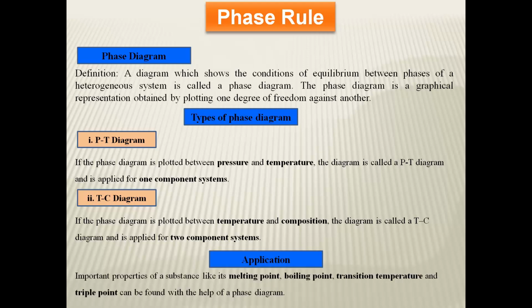Coming to the application of phase diagrams, the important characteristics of the substance like melting point, boiling point, transition temperature and triple point can be easily located and found with the help of the phase diagram. This will be more clear to you as we proceed to the phase diagram of water. Next is one component system, and as I already mentioned, in the category of one component system, we will be discussing water system.